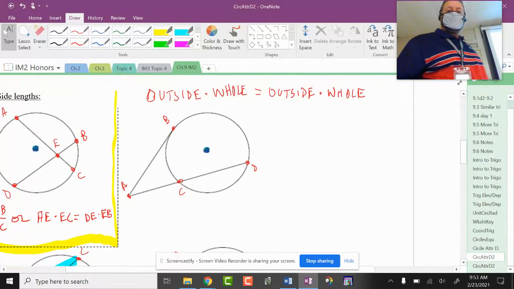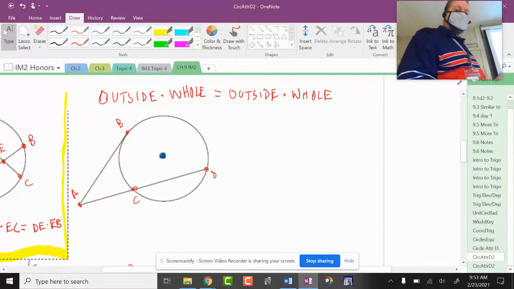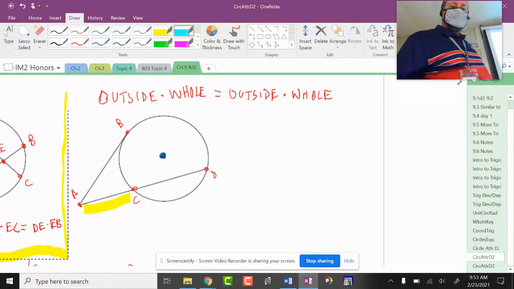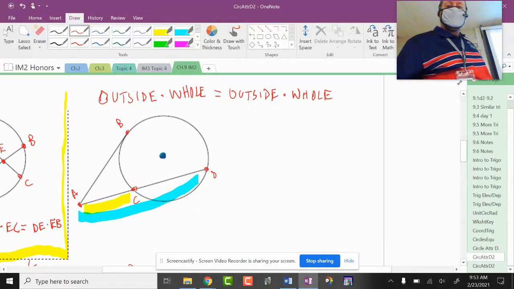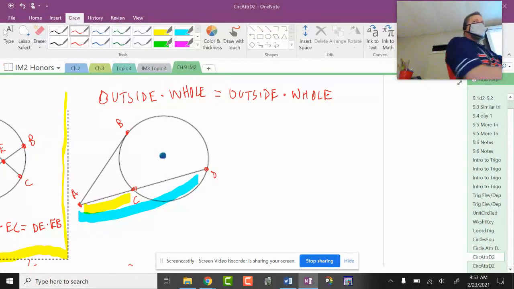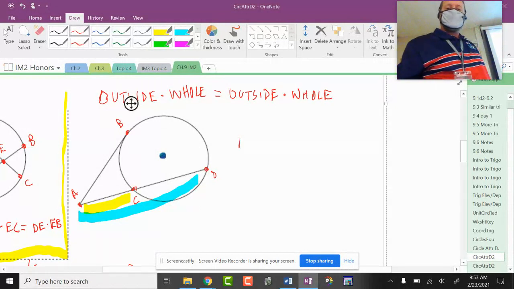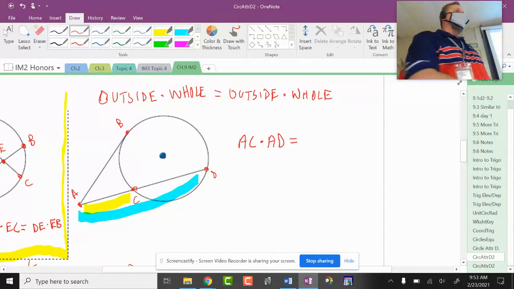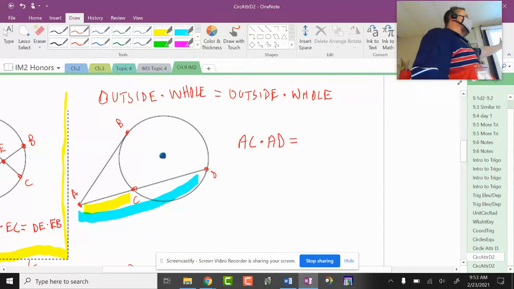Let's go to the secant tangent. The bottom one's easy: outside times whole. Let's write that down first. It's something to memorize, and I could do that again since I showed you the first one. AC times AD, and that equals... wait a minute, all of this is on the outside.